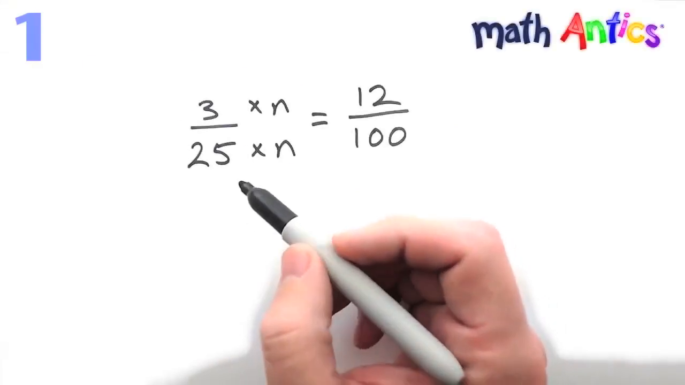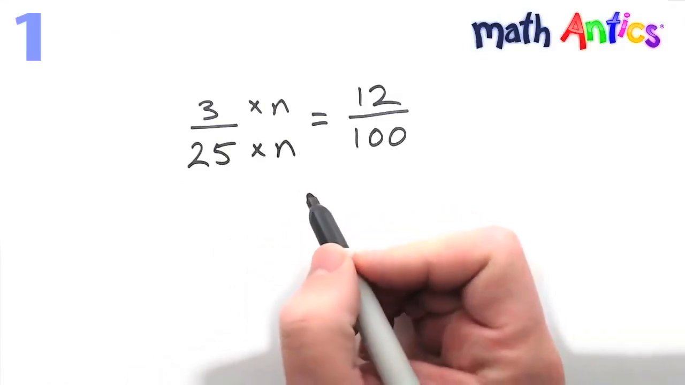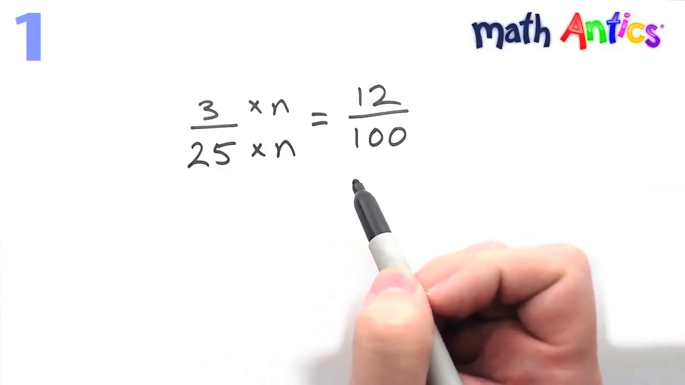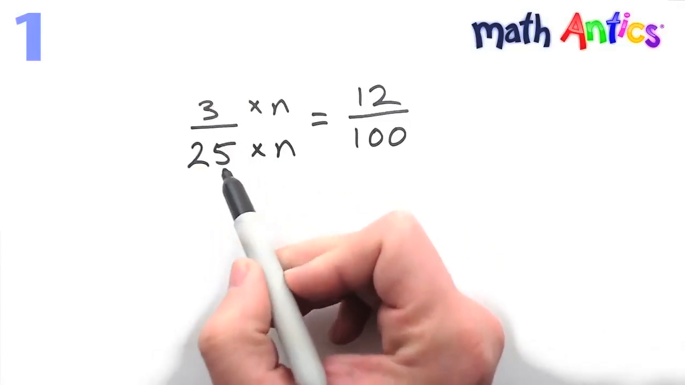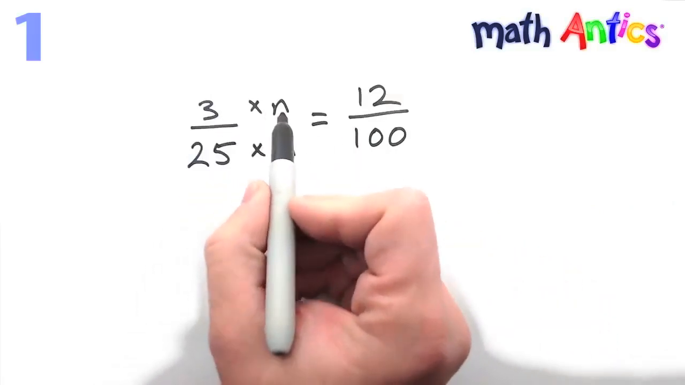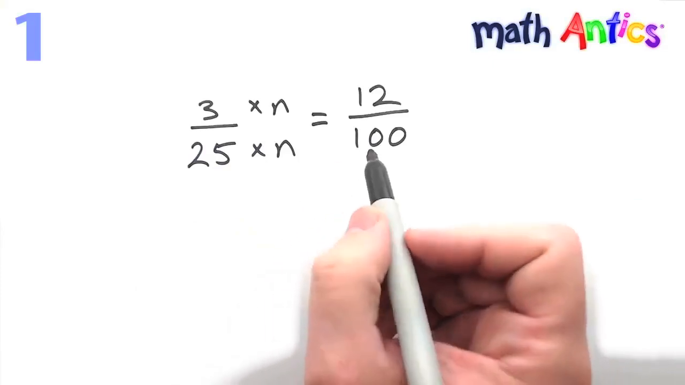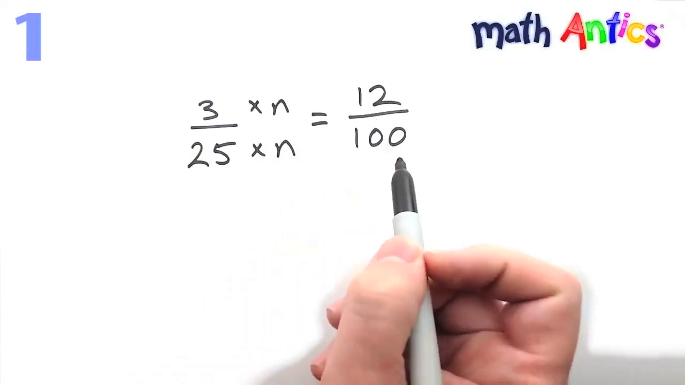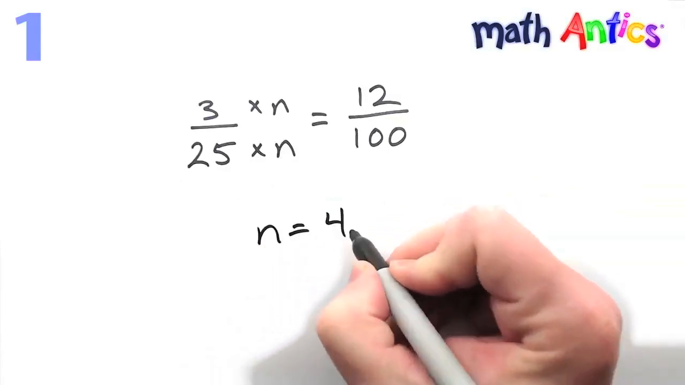In this problem, we're showing a fraction that has the top and bottom numbers being multiplied by n, a missing number, to get an equivalent fraction, which is 12 over 100. So we need to figure out what number n could be that if we multiplied it by the top and bottom numbers of this fraction, we would get 12 over 100. So 3 times what equals 12, and 25 times what equals 100. Well, we know that 3 times 4 equals 12, and 25 times 4 also equals 100, so that means the missing number n is 4. So we write that as n equals 4.